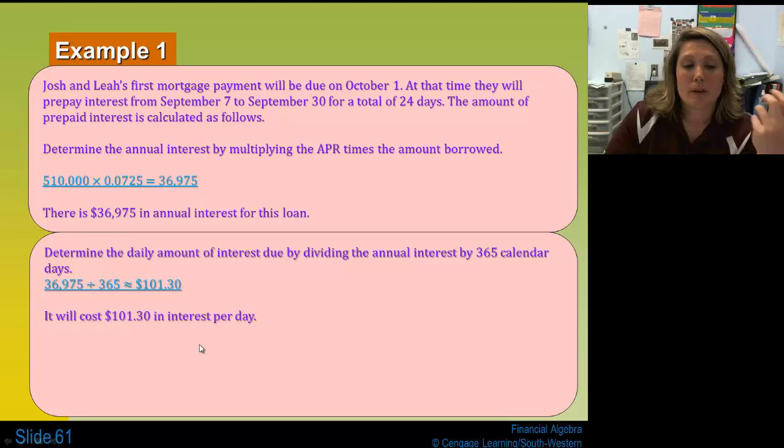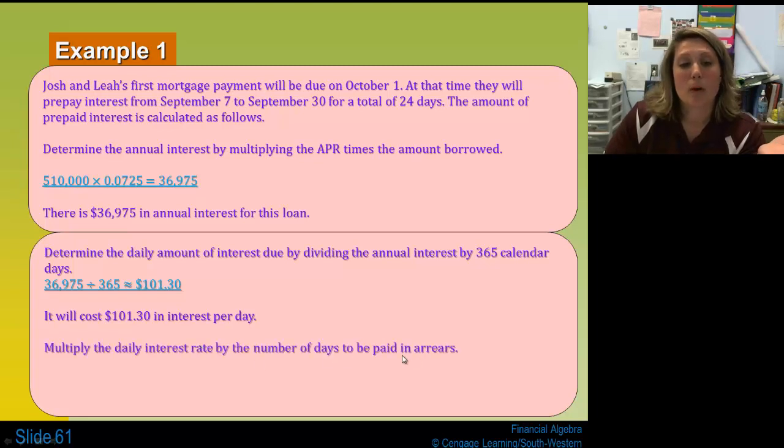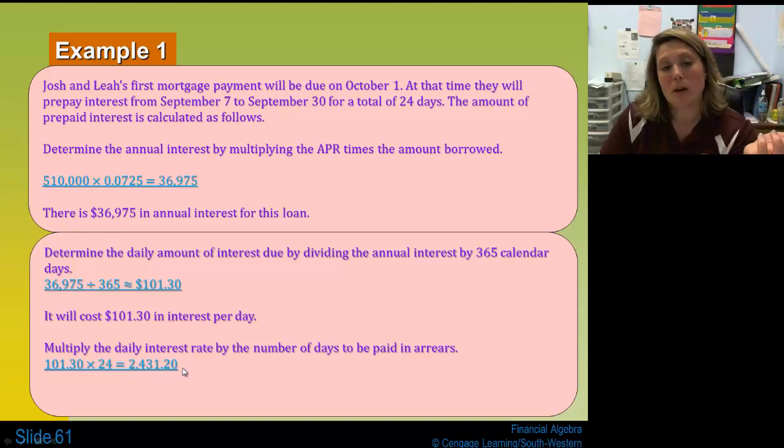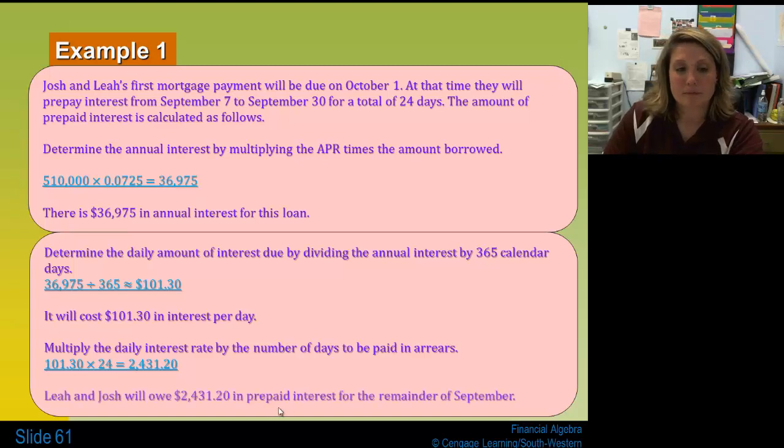Okay, so to figure out what they have to pay for the month up until they make their first payment, we take the $101.30 and multiply it by 24 days. So they have to come up with $2,431.20 for the arrears interest. That is what they owe from the time that they closed till the time that their first mortgage payment is due.